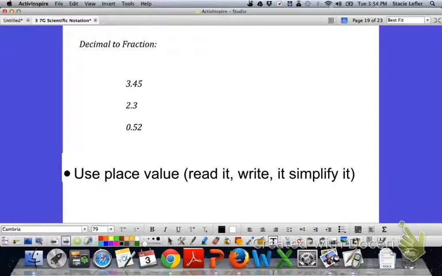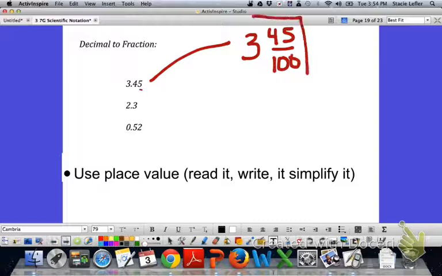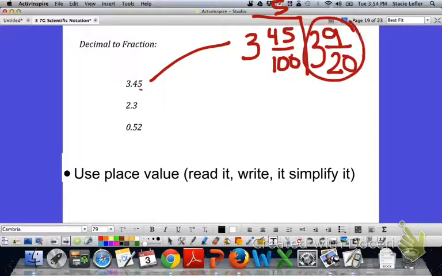Now let's change these decimals into fractions. So we can just read it out loud. We get 3 and 45 hundredths because the 5 is in the hundredths place value. So we write it over 100 and then we simplify. 5 goes into both. 5 is a factor of both, giving us 9 over 20. 3 and 9/20.